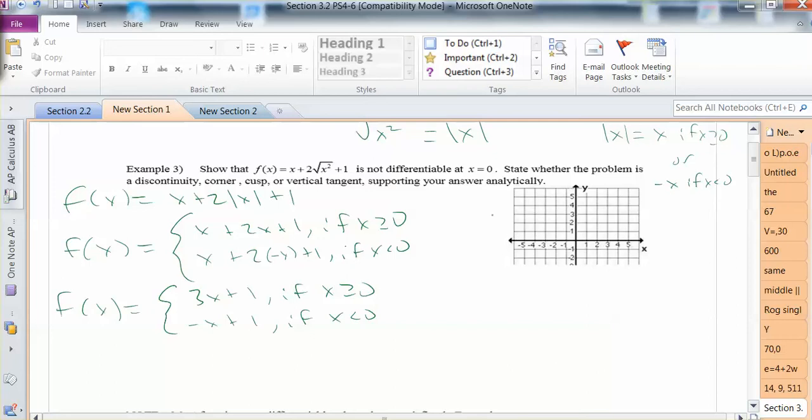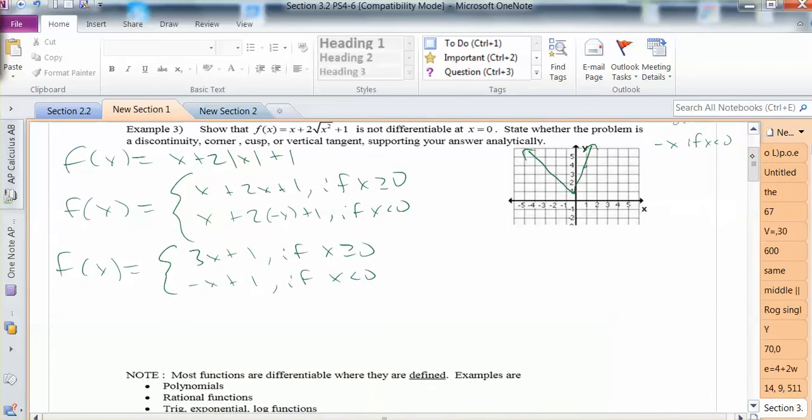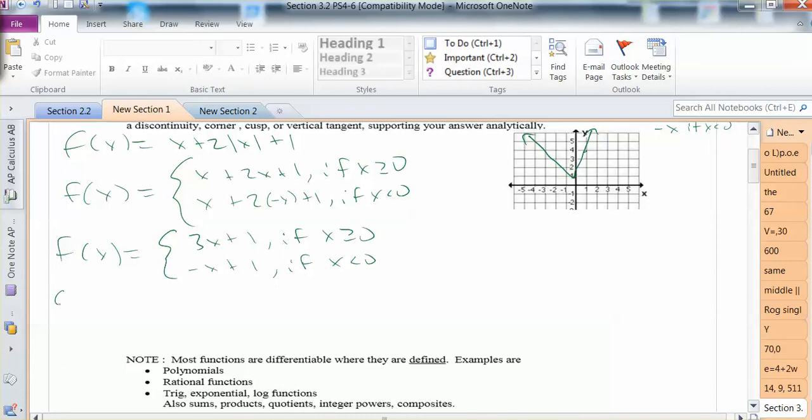So if I graph 3x plus 1, if x is greater than or equal to 0, I'm going to have a y-intercept of 1 and a slope of 3. So it looks like this. And of course, negative x plus 1, y-intercept of 1, slope of negative 1, looks like that. So piecewise function. And you can see why it doesn't matter whether x equals 0 for 3x plus 1 or negative x plus 1, because we see that they meet at the same place, (0, 1). So that would make us suspect continuity.